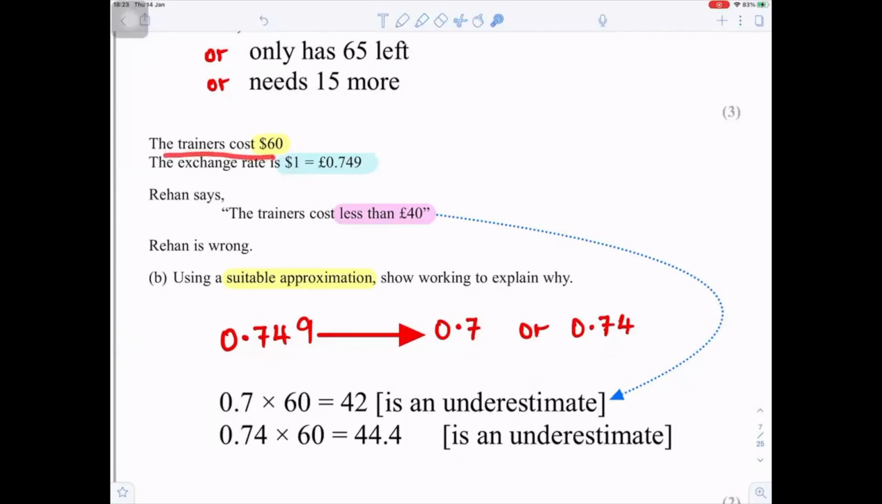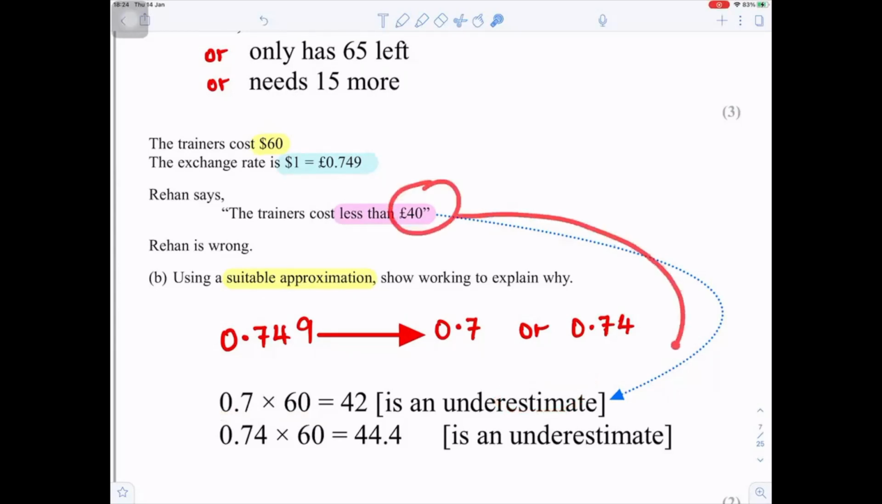The trainers cost $60. The exchange rate is $1 is equal to 0.749. Rehan says the trainers cost less than 40 pounds. Rehan is wrong. Using a suitable approximation, show working to explain why. So 0.749, you can approximate it to 0.7. And if you multiply 0.7 times 60, that gives you 42, which is an underestimate.